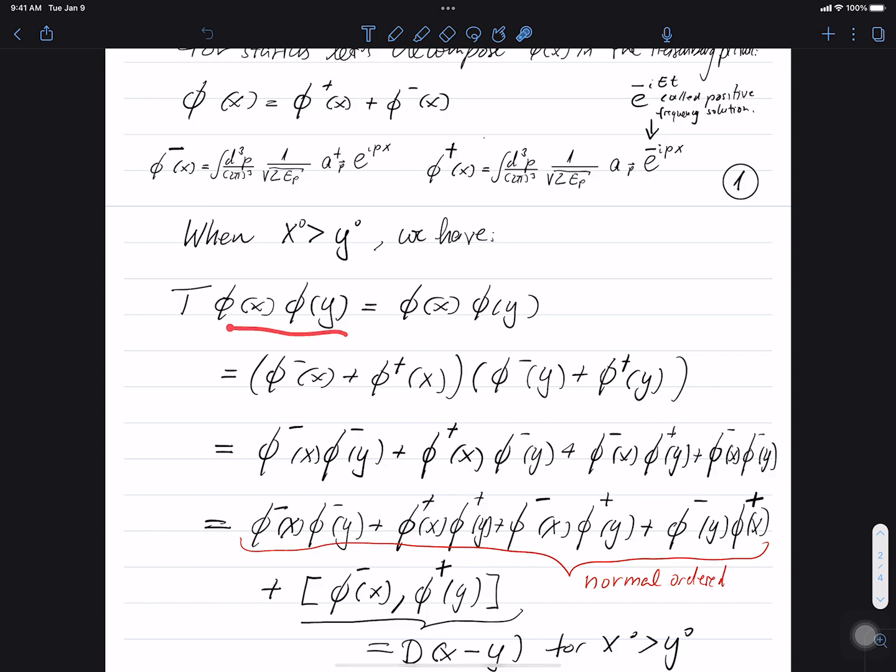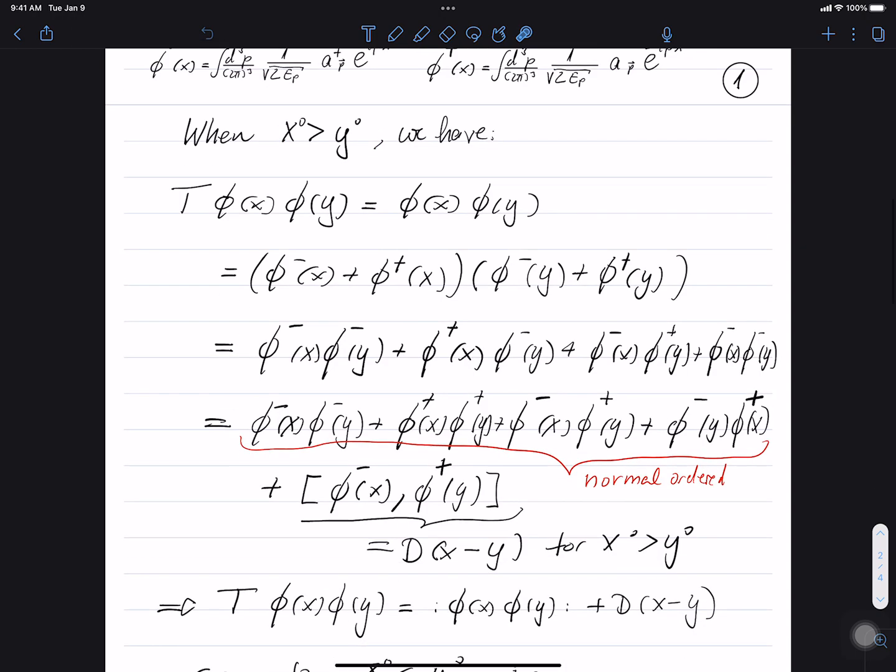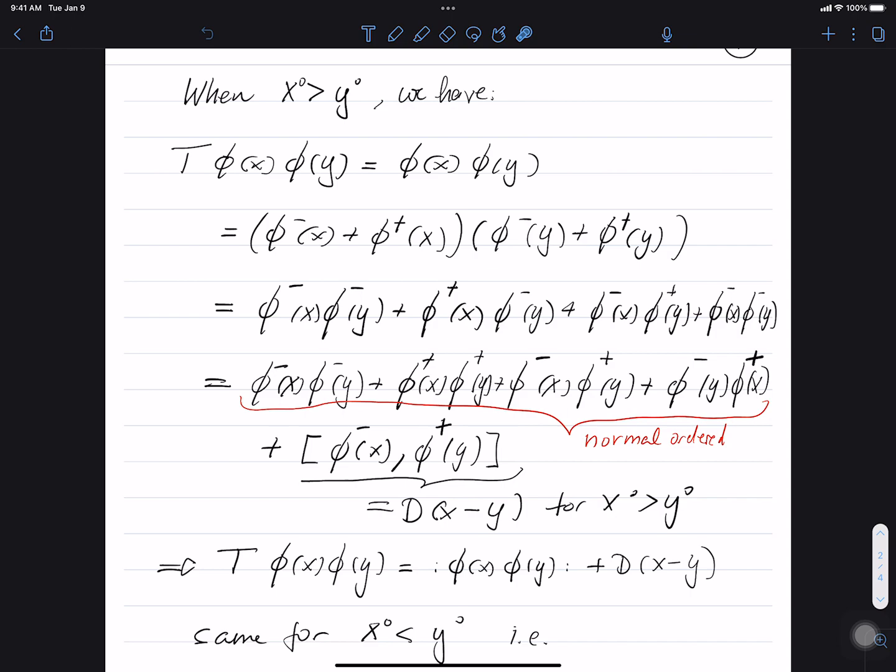Now we can look at the following product of fields, phi x times phi y, time ordered. That means that y precedes x time-wise. Then we have to consider the two different cases. One where x naught, the time component of x, is actually larger than y naught. Then the time ordered product is just the usual product, phi x times phi y, right? Because x naught is larger than y naught, so y happens before x. So that's why we can just replace the time ordering with the product of the fields.